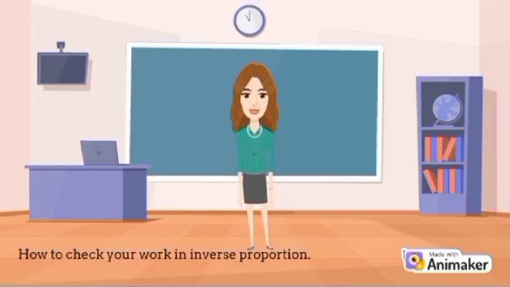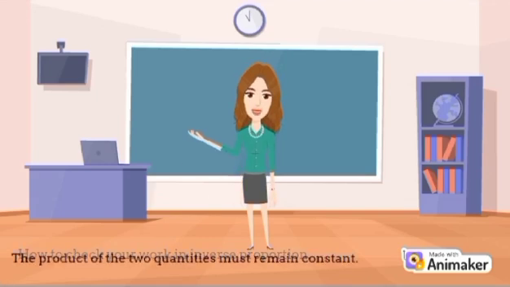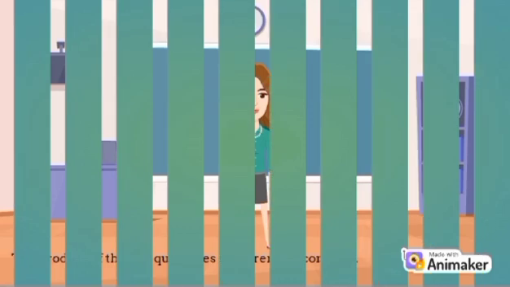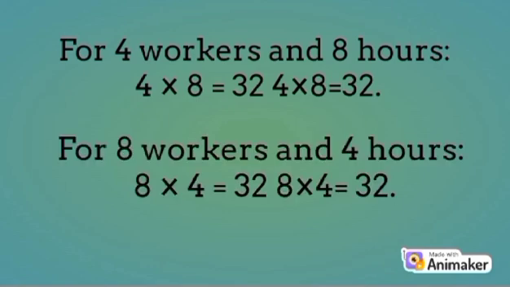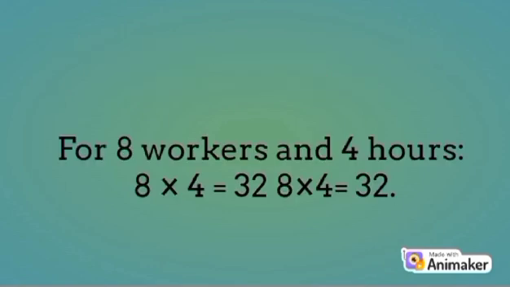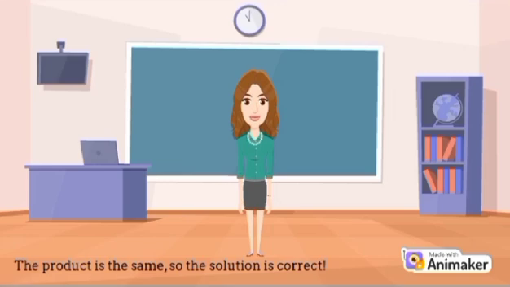How do you check your work in inverse proportion? The product of the two quantities must remain constant. For 4 workers in 8 hours, 4 times 8 equals 32. For 8 workers and 4 hours, 8 times 4 equals 32. The product is the same, so the solution is correct.